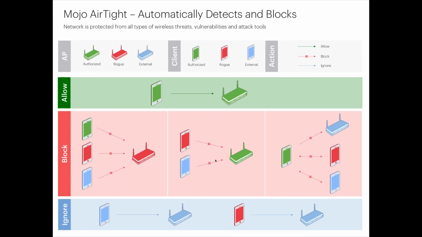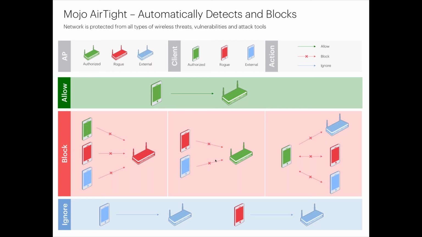So really, what is WIPS doing? With Mojo Airtight, it allows the allowed devices on the network to connect to allowed APs. It blocks unauthorized devices and neighbor devices from connecting to rogue APs or connecting to authorized APs. And it also prevents authorized clients from connecting to neighbor APs or to other ad hoc devices. So it's a real complete solution, keeping your authorized devices on your network, not connecting to other things, and keeping unauthorized people off of your network and from connecting to the AP.